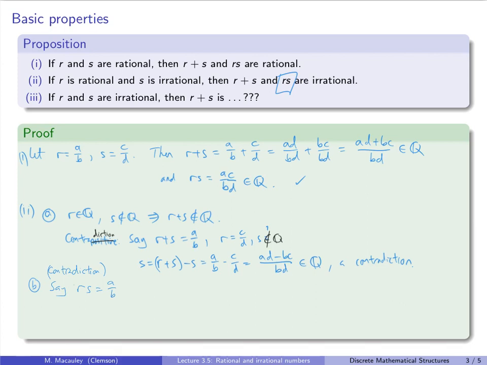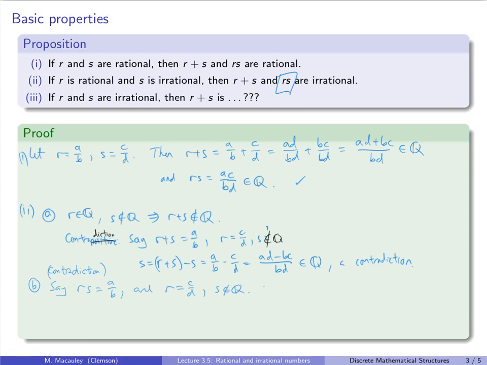So for the sake of contradiction, assume RS is A over B, and R is C over D, and S is irrational. So we can't really write that as anything. But if we can use these assumptions and show that S is actually rational, then we have arrived at our contradiction. Okay, so how do we do that?